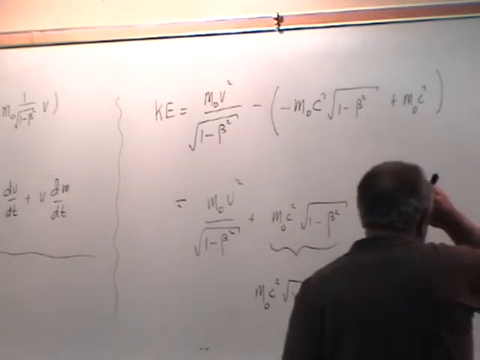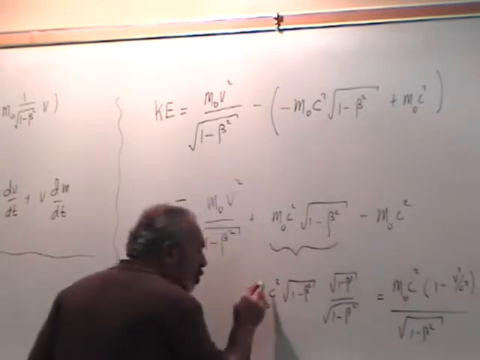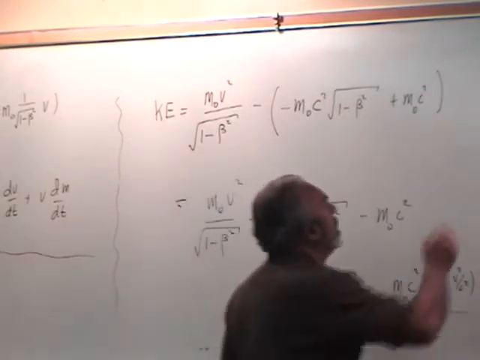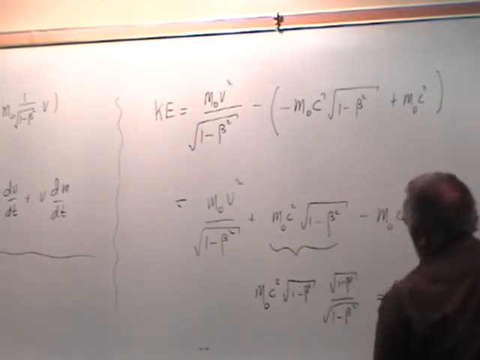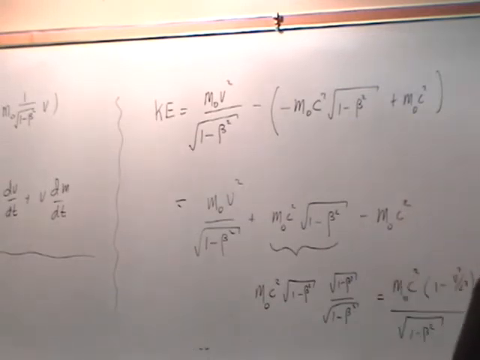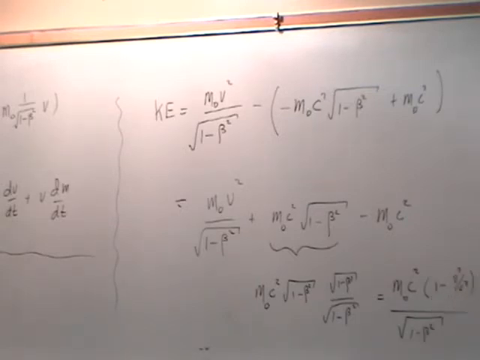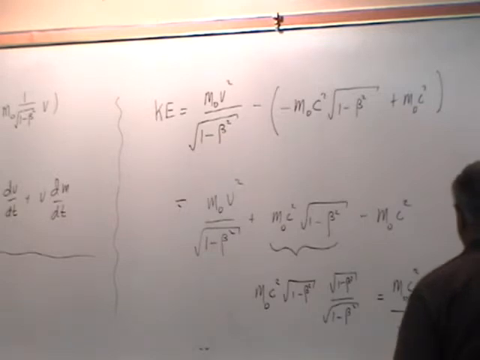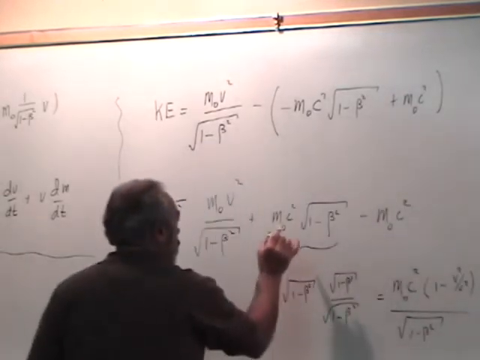And when I multiply that thing out, let's see, what do I get? On top, we're now concentrating just on this term right here. M naught c squared root of 1 minus beta squared becomes m naught c squared minus m naught v squared, over 1 minus beta squared under the square root. Now insert that right here.